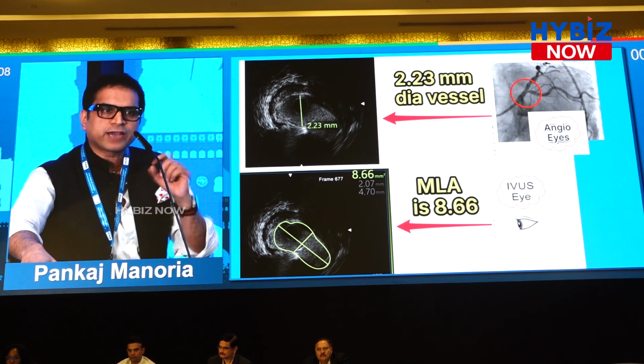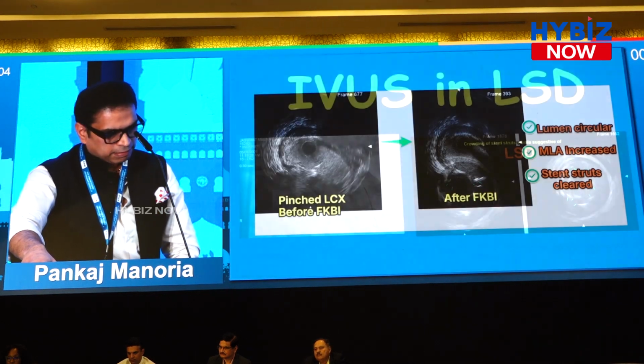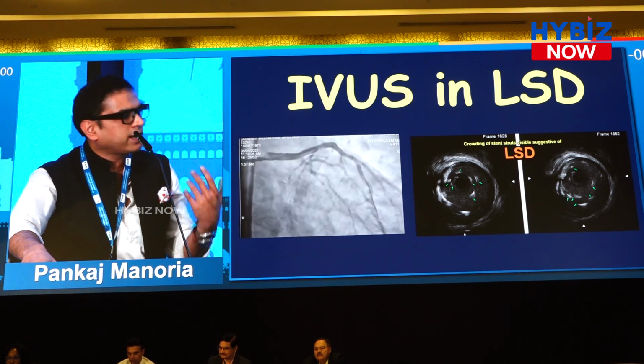So again, IVUS is a wonderful modality to assess the side branch pinching whenever we do a crossover stenting. I think in all left main stenting, IVUS is a wonderful modality.